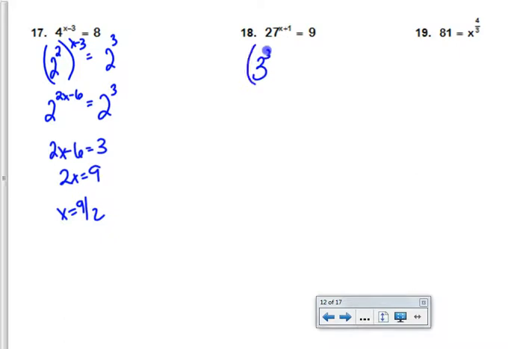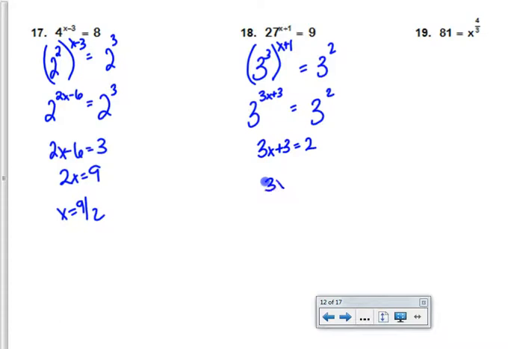So 27 is really 3 to the third. We'll clean this up in a minute. And then 9 is really 3 squared. So this really says 3 to the 3x plus 3 equals 3 squared. The only way for these expressions to equate is if their exponents are the same value. So 3x equals negative 1, and x equals negative 1/3.